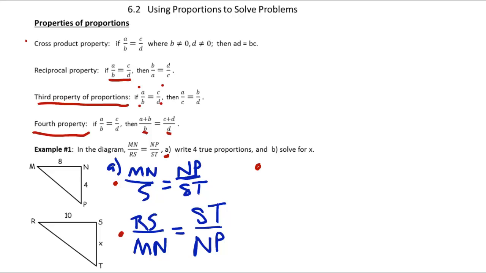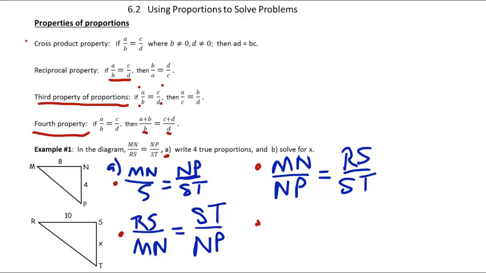Here's our third one. So this proportion would be, and let's look at the third property of proportions. It says if I take both of the numerators, so I can write MN over NP, the ratio of the two numerators from the first statement, and that's going to equal the ratio of RS over ST. Still an equal ratio, being an equal proportion.